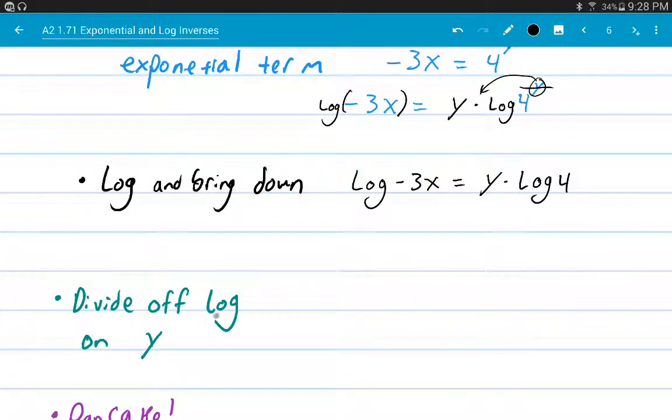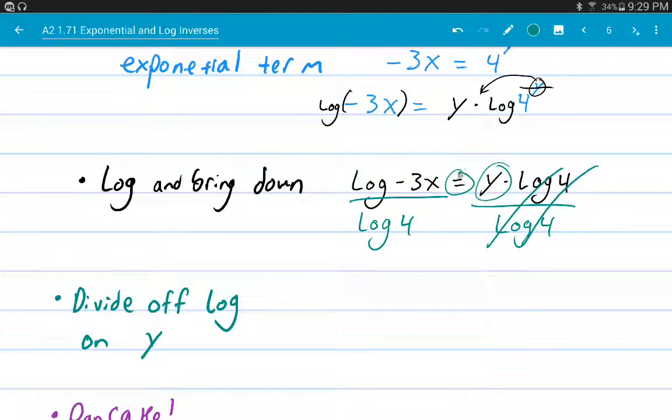Now, I've got to divide off the log that's attached to the y, because we want y equals. I don't quite have it yet. So I'm going to divide by log 4. These will cancel. And now I've got y equals this. Let me rewrite that. Y equals log of negative 3x over log of 4.